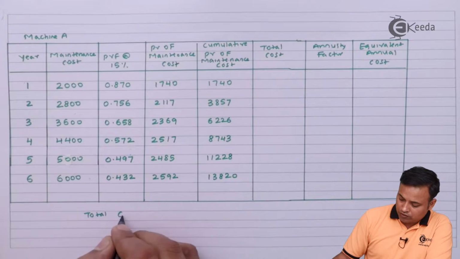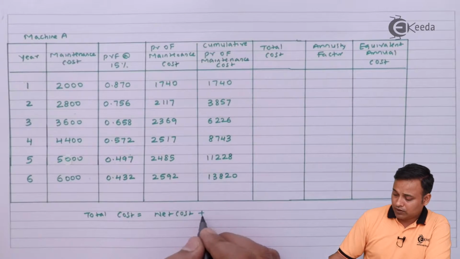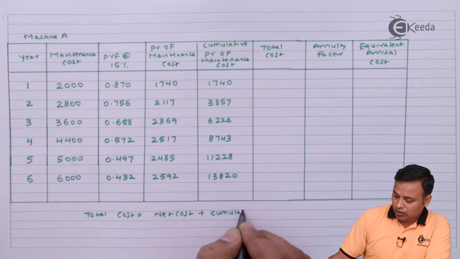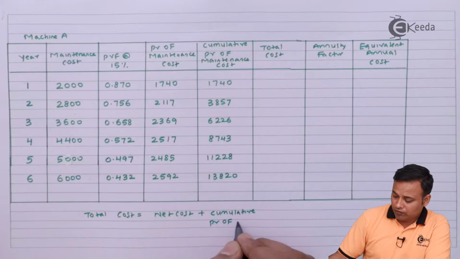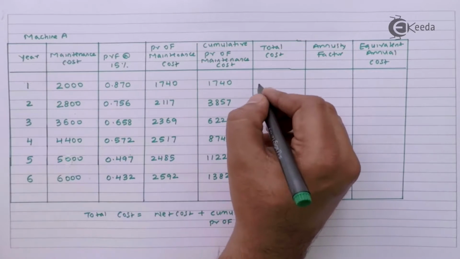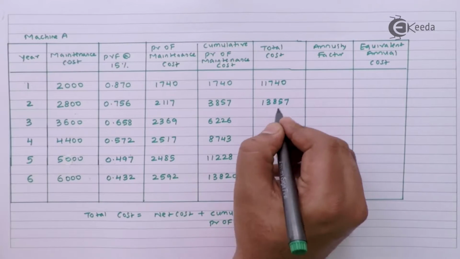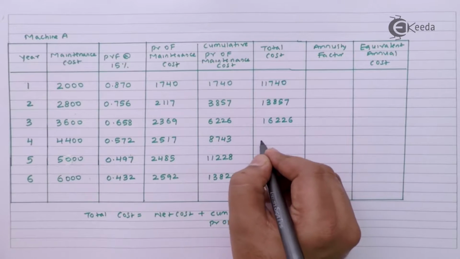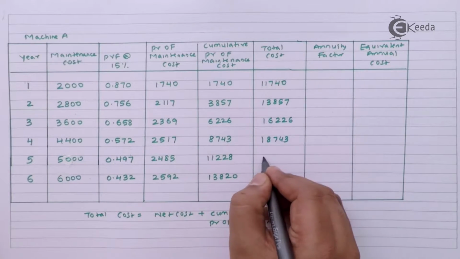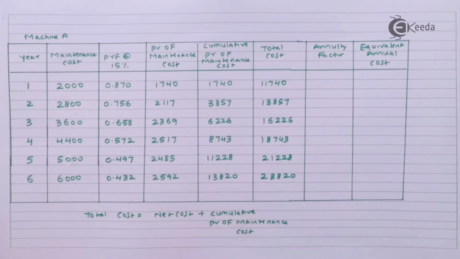To get the total cost, we have got the formula: net cost, that is cost minus scrap value, plus cumulative present value of maintenance cost. So this comes to 1740 plus 10,000, 11,740, 13,857, 16,000, 16,226, 18,743, 21,228, 23,820. Now comes the annuity factor, the most crucial one.